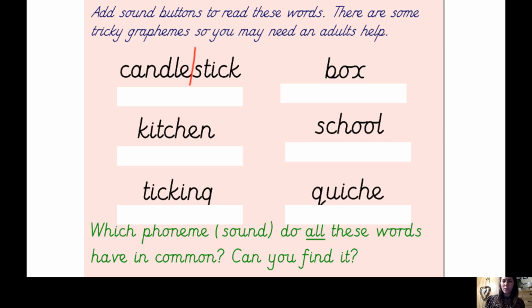So our words, we've got candlestick, kitchen, ticking, box, school, and quiche. Does anyone know or have any ideas about which one phoneme was in every single one of those words?